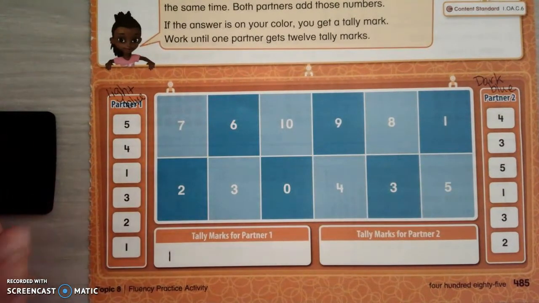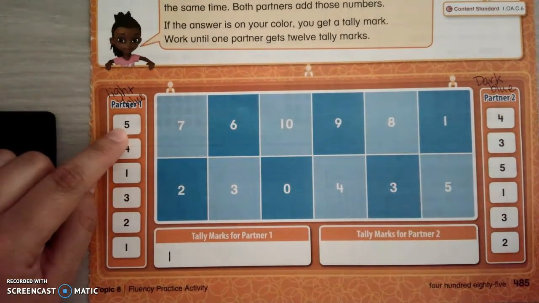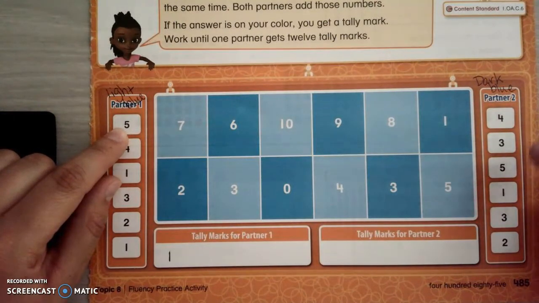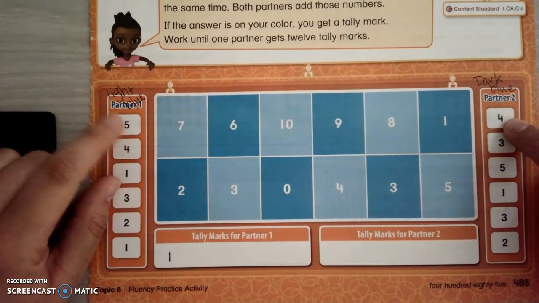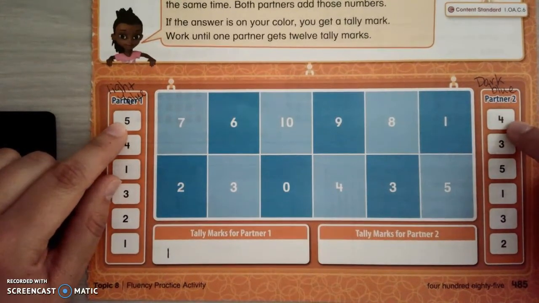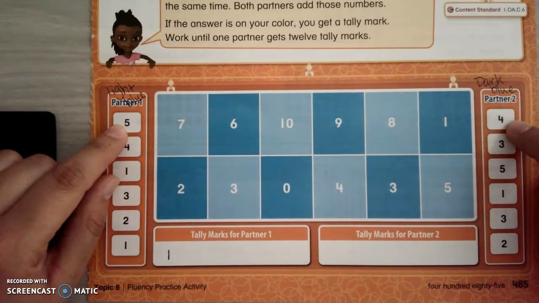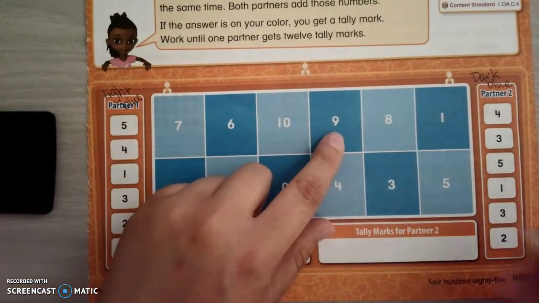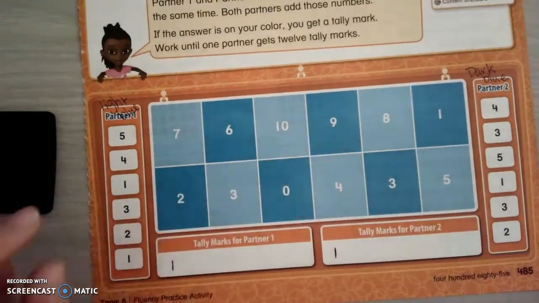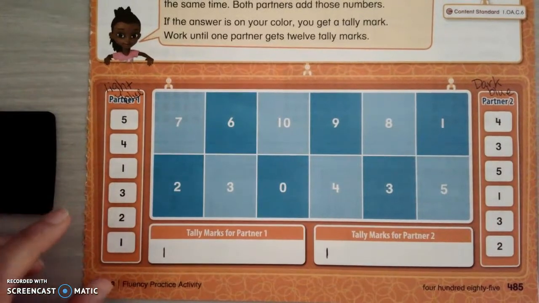Let's try another one. I'm going to pick 5, and they're going to pick 4 again. 5 plus 4 is 9. Let's find 9. 9's on dark blue. Dark blue gets a point. And that's how you play, okay, kiddos?